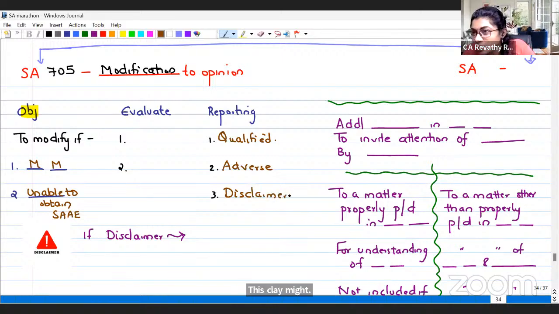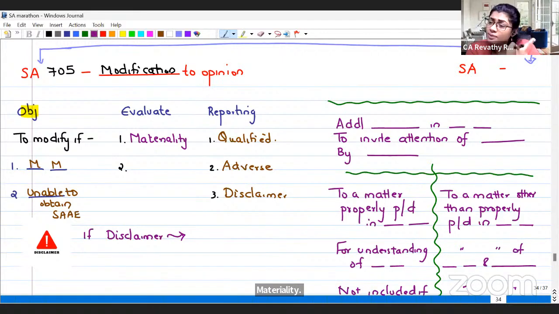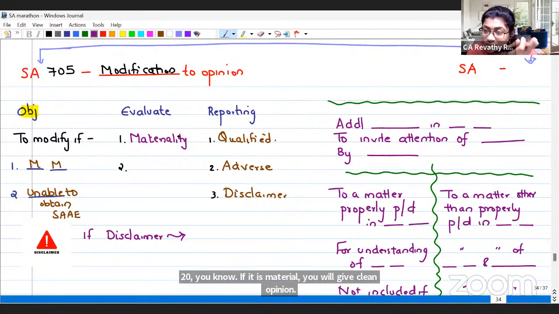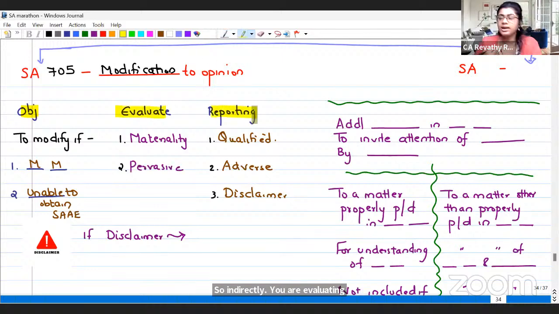So two things you were evaluating. One, materiality, SA 320. If it is immaterial, you will give a clean opinion. If it is not pervasive, you will give qualified. If it is pervasive, either disclaimer or adverse. So indirectly, you are evaluating materiality and pervasiveness. Pervasive means widely spread. Persuasive means convincing. Corroborative means supporting.